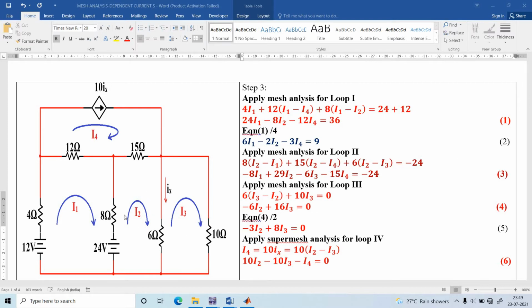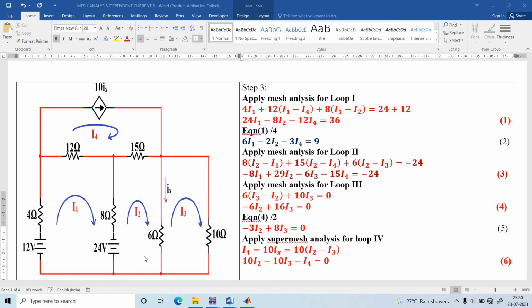Then consider loop number 2. In loop number 2, how many resistances are there? 1, 2 and 3. Three resistances are there. So first consider 8 ohm. The 8 ohm resistance shares the currents I2 and I1, but with respect to the current I2, I am going to write the equation. So 8 into (I2 minus I1). Then the 15 ohm resistance shares the currents I4 and I2, but with respect to I2, so 15 into (I2 minus I4). Plus consider the 6 ohm resistance. So plus 6 into (I2 minus I3).